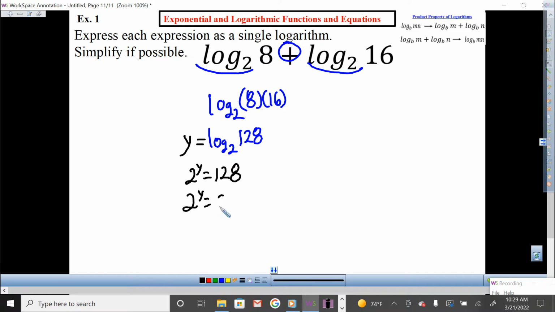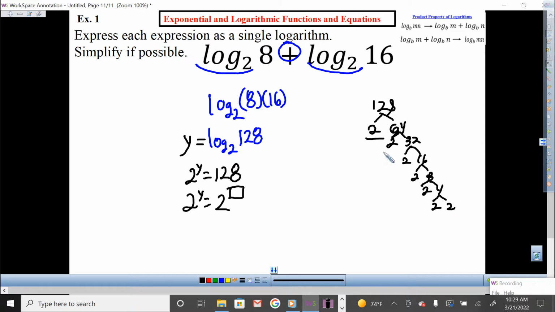2 to the y equals 2 to the something. So let's see. 128 divided by 2 is 64. 64 divided by 2 is 32. 32 divided by 2 is 16. 16 divided by 2 is 8. 8 divided by 2 is 4. 4 divided by 2 is 2. That's 1, 2, 3, 4, 5, 6, 7. Therefore, y equals 7. Copy that. Woo! Let's go!